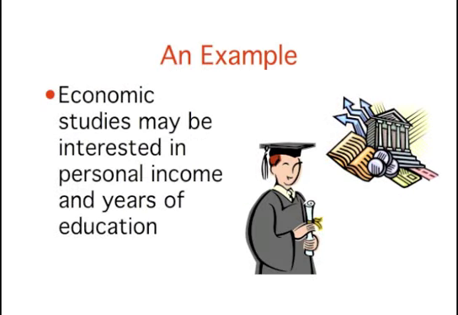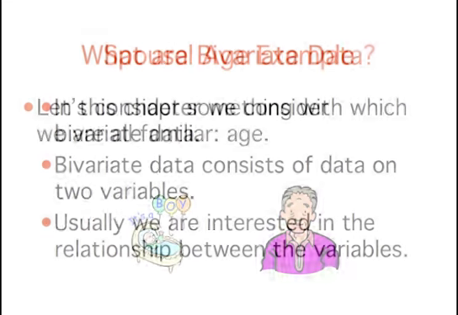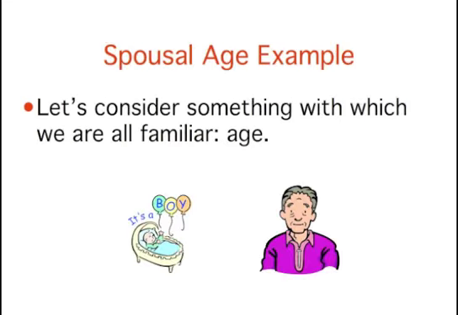Economic studies may be interested in, among other things, personal income and years of education. In this chapter, we consider bivariate data, which consists of two quantitative variables for each individual. Our first interest is in summarizing such data in a way that is analogous to summarizing data on a single variable. By way of illustration, let's consider something with which we are all familiar: age.